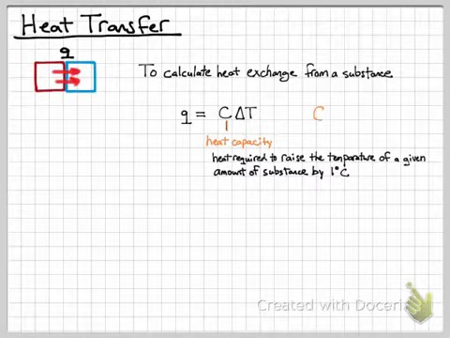Heat capacity has units of joules per degree Celsius. So when we multiply heat capacity times a change in temperature, degrees Celsius, the units of temperature cancel, leaving units of joules, which is the unit that's used for energy, in this case heat.